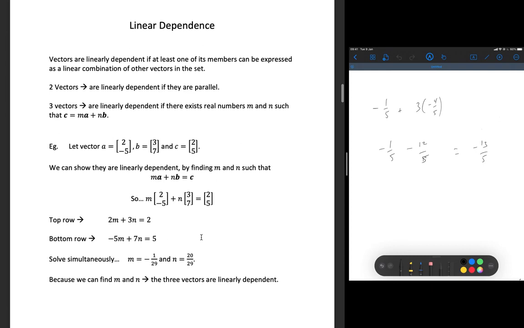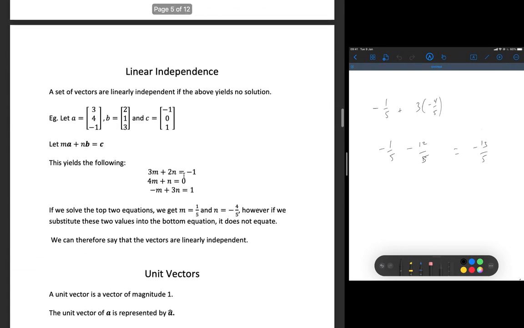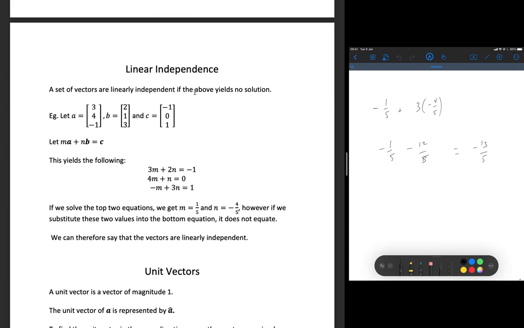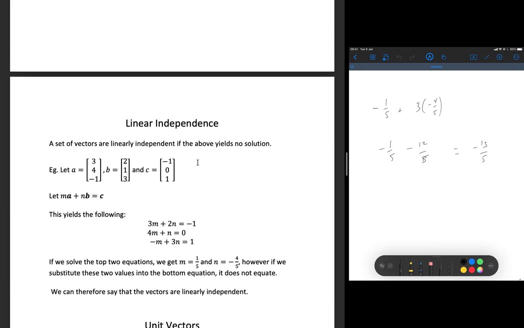So dependence and independence linearly is just using this equation and either finding an M and N that makes it all true, which means it's linearly dependent, or not finding an M and an N that makes it all true, in which case it would make them linearly independent. Hopefully that makes sense.